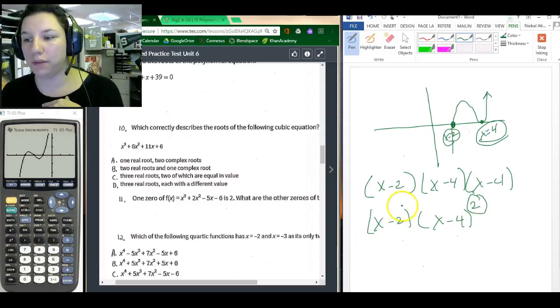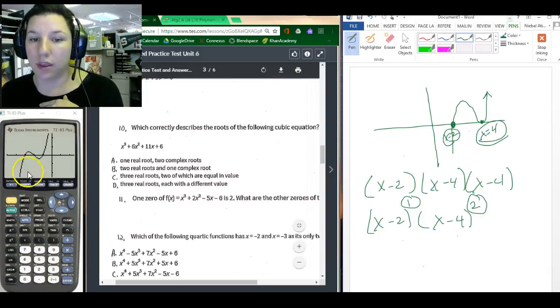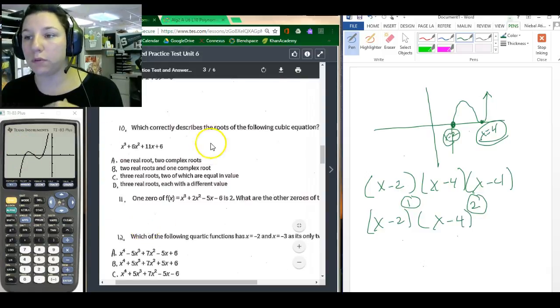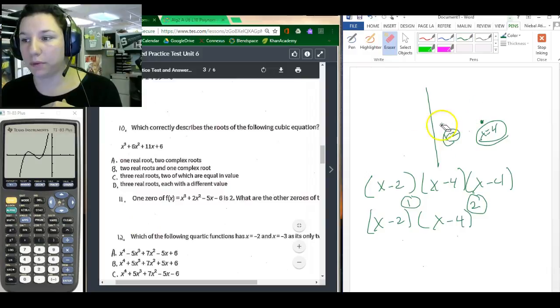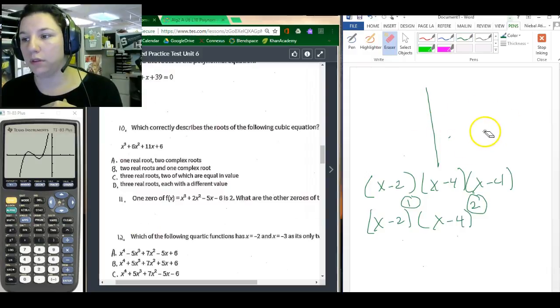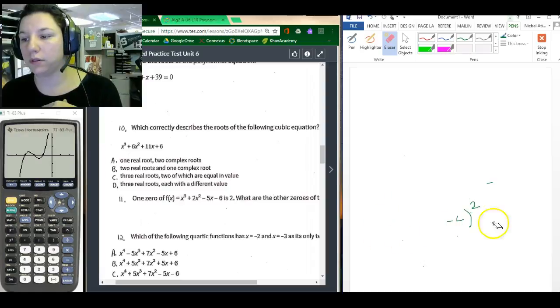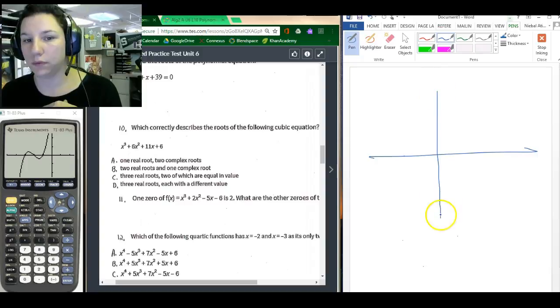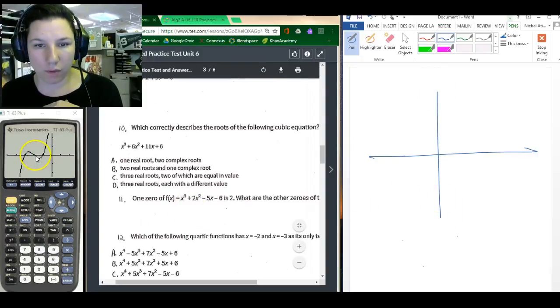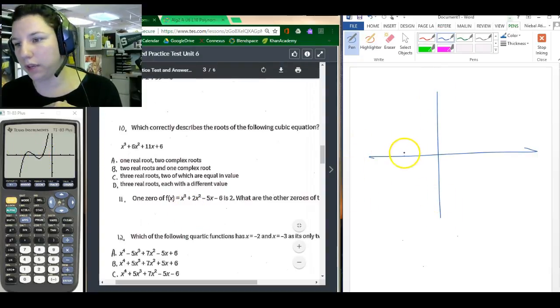Okay? Multiplicity of 2, multiplicity of 1. But in this case, they each cut straight through. Nothing is bouncing. So for this one, we have one at -1, -2, and -3.